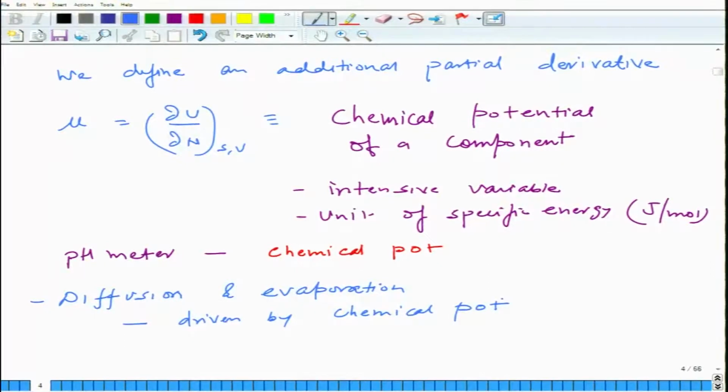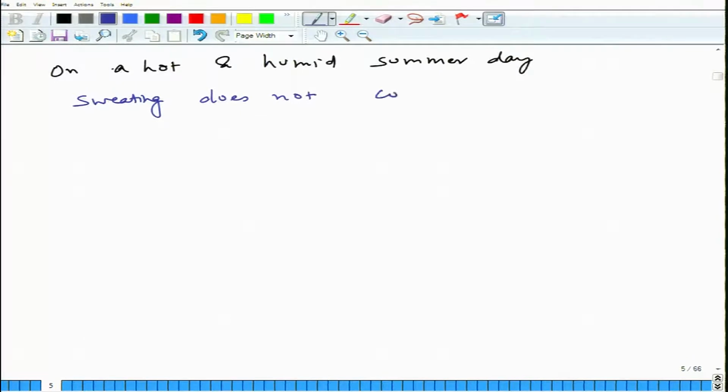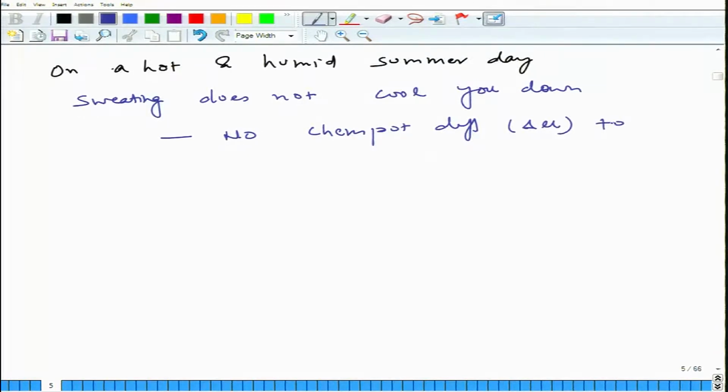Okay. Now we can take an example which possibly you can relate to, particularly here in India on a hot and humid summer day. Okay, many times you feel that sweating does not cool you down. Okay, you are sweating but it's not cooling you down, and the reason behind it is that there is no chemical potential difference to drive the evaporation of the water on the skin to the air.